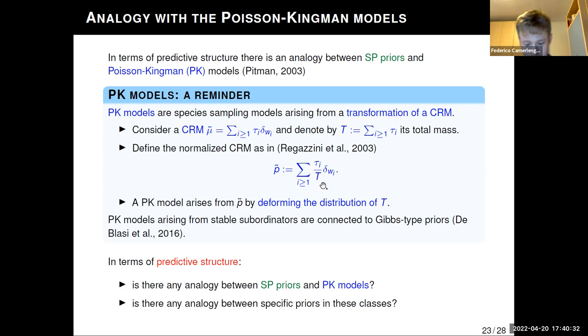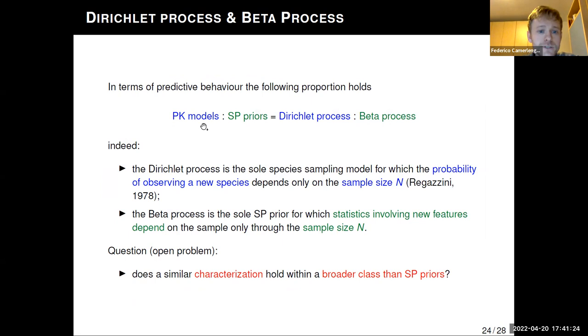The definition of a Poisson-Kingman model is very similar to the definition of a scale process prior. What is the difference? In the case of a Poisson-Kingman model, we deform the distribution of T, while in the case of a scale process prior, we deform the distribution of the largest jump. So there is this analogy between Poisson-Kingman models and scale process priors, but is there an analogy in terms of predictive structure between specific priors within these classes? The answer is yes. Poisson-Kingman models are to scale process priors exactly as the Dirichlet process is to the beta process.